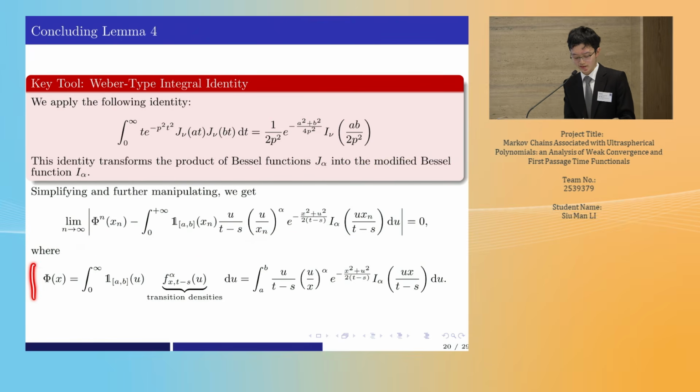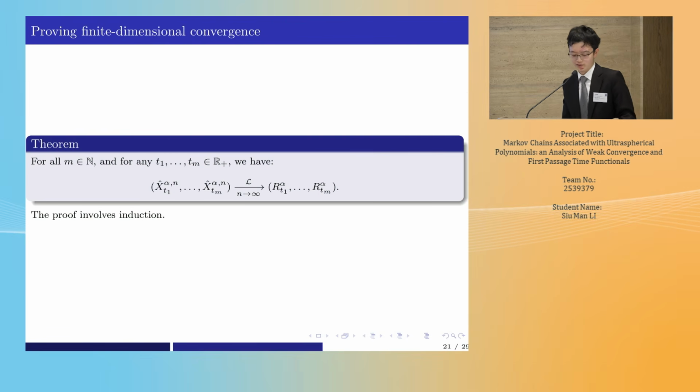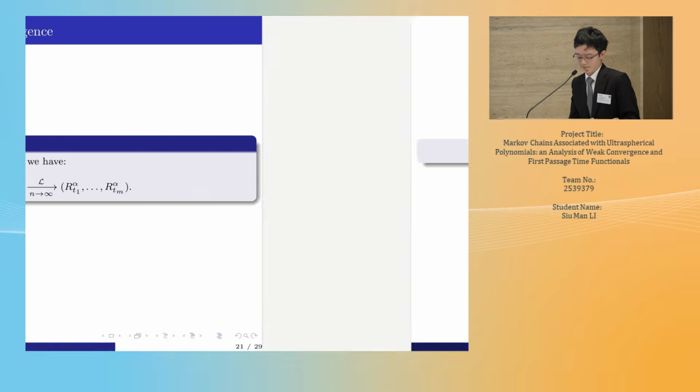In fact, the continuous semigroup action can be expressed using the transition densities. Now, to conclude the finite-dimensional convergence, we simply use induction, and that's it.